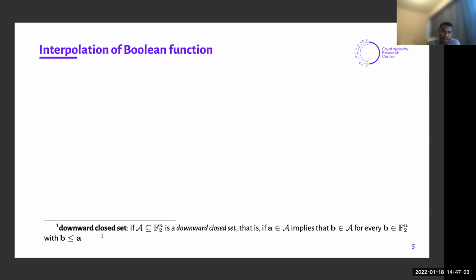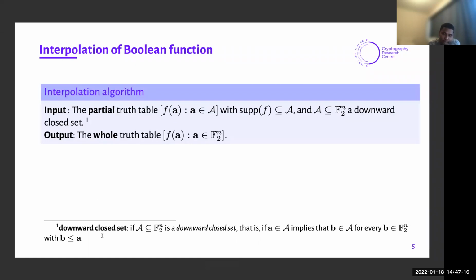Another key procedure used in the algorithms is what we call the interpolation of a Boolean function. So I'm going to define it here. I'm not going to show how it works, but what it does. Basically, what we are giving as input here is something that we call a partial truth table of a Boolean function. And a partial truth table is basically not all the evaluations of the function, but some of them.